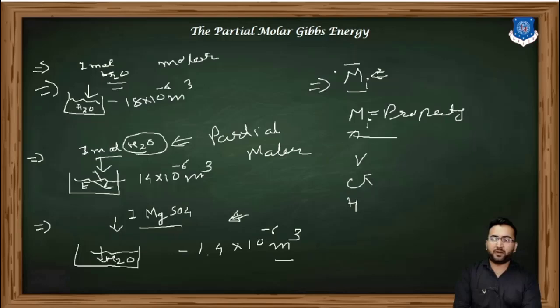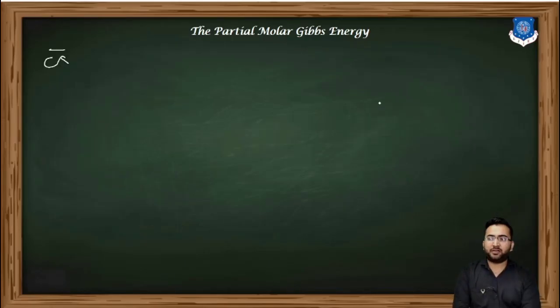If we want to know about the partial molar Gibbs free energy, and want to denote it, then we have to replace this M with G. So it becomes partial molar Gibbs free energy. If I want to write partial molar volume, it becomes V bar. If I want to write partial molar enthalpy, it becomes H bar. So now let's discuss the partial molar Gibbs free energy denoted by G bar.